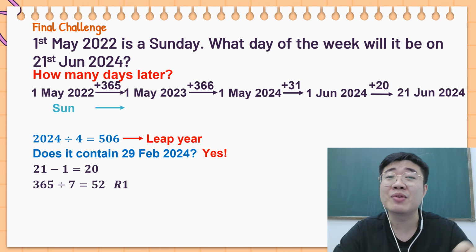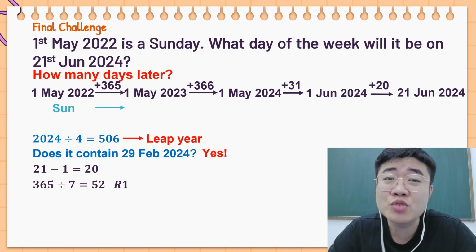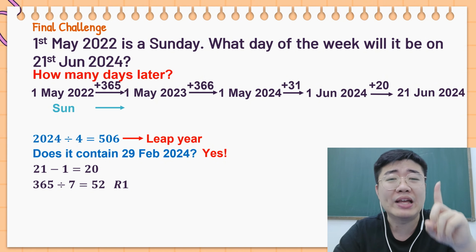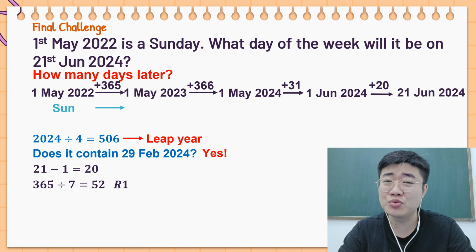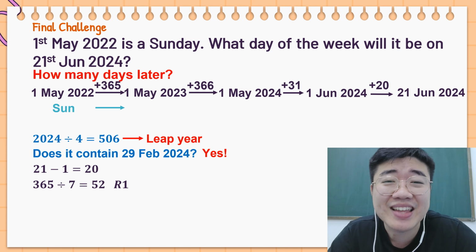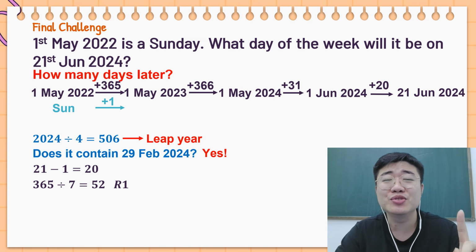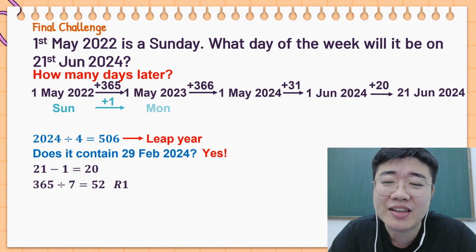Divide by 7, it gives us 52 remainder 1. Means we have 52 weeks and 1 additional day. So the 52 weeks later, it will still be a Sunday. So we just have to check for that 1 day later. 1 day after the Sunday, it will be a Monday.